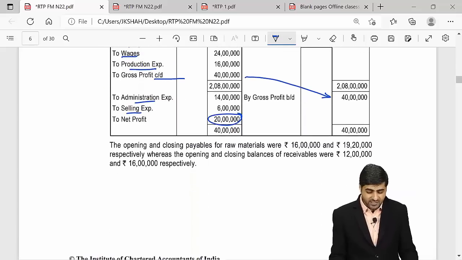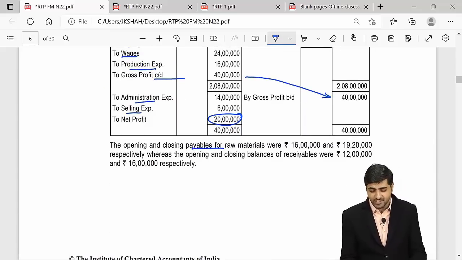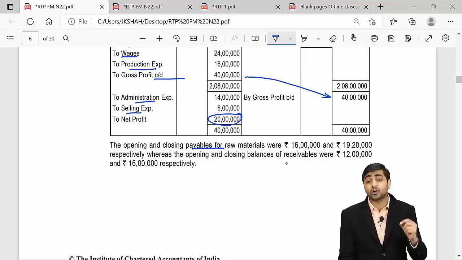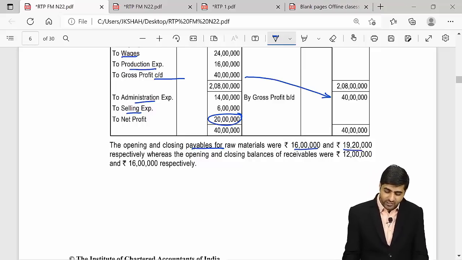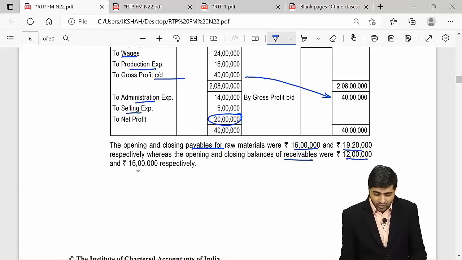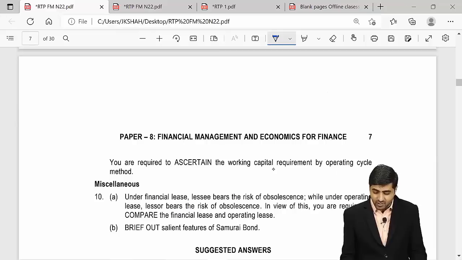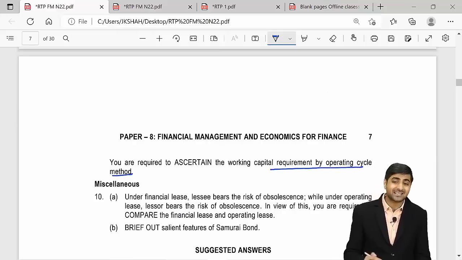Now they have told in the question that the opening and closing payables for raw materials, it means they are talking about your creditors, is nothing but 16 lakhs and 19 lakh 20,000 respectively, whereas the opening and closing balance of receivables, it means your debtors, is nothing but 12 lakh and 16 lakh respectively. Now you are required to ascertain the working capital requirement by operating cycle method.